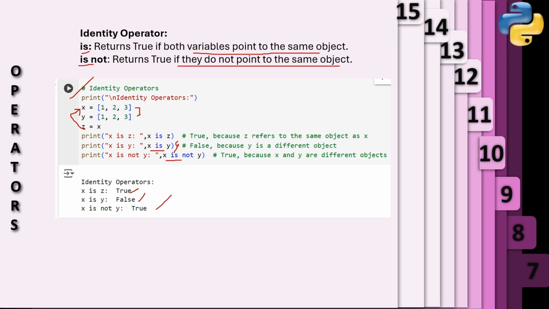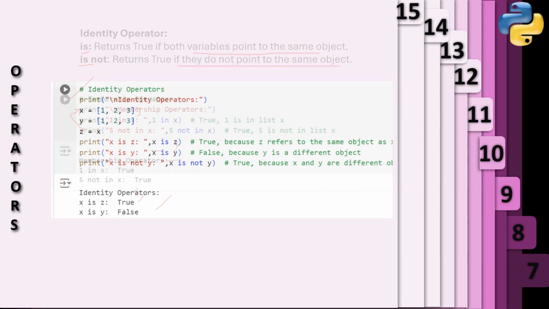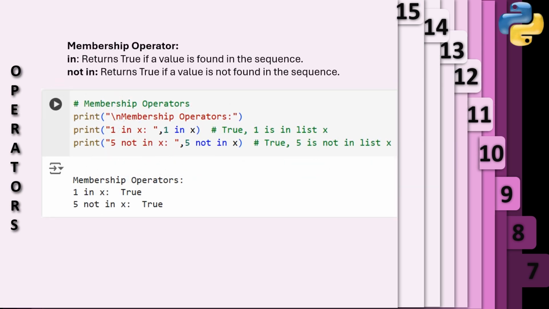Let's cover the last operator, that is the membership operator. Membership operators are used to check if a sequence is present in an object or not. Membership operators are in and not in. In returns true if the value is found in the sequence. Not in returns true if the value is not found in the sequence.